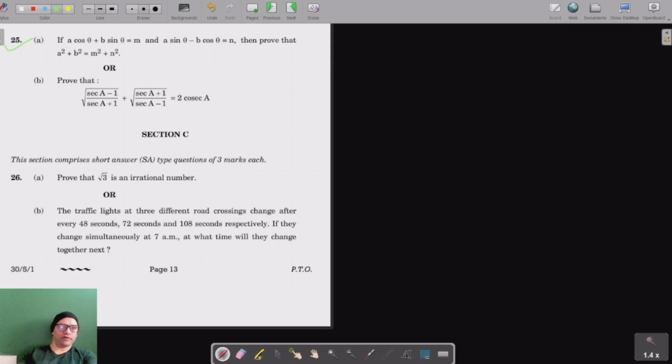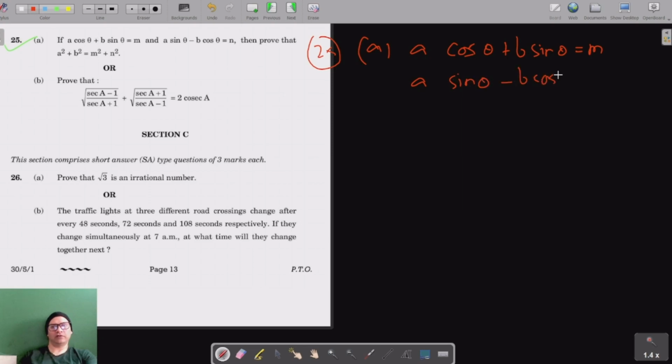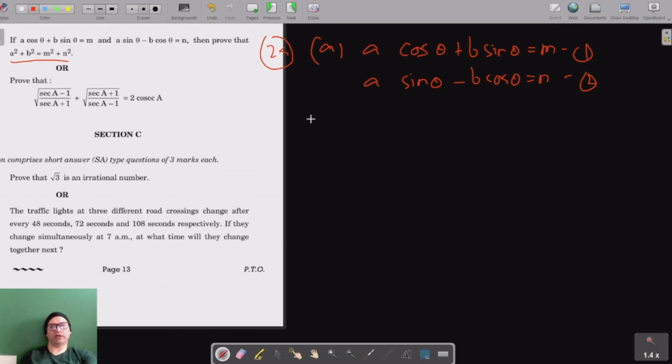For question number 25a, it's given that a cos theta plus b sin theta is equal to m, and the next equation is a sin theta minus b cos theta is equal to n. So let's say this is equation 1, this is equation 2. And we have to prove that a square plus b square is equal to m square plus n square.